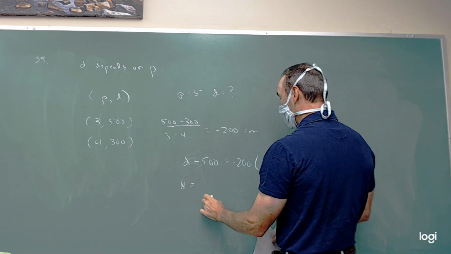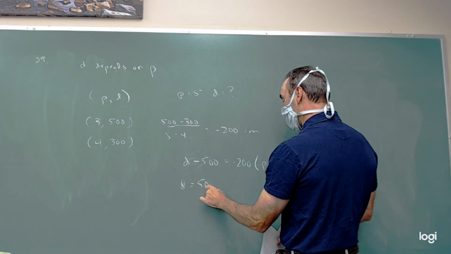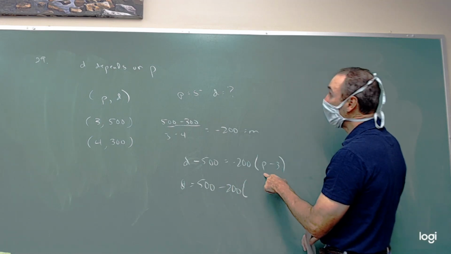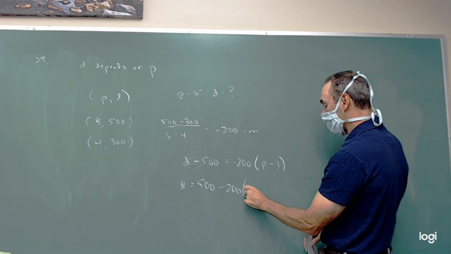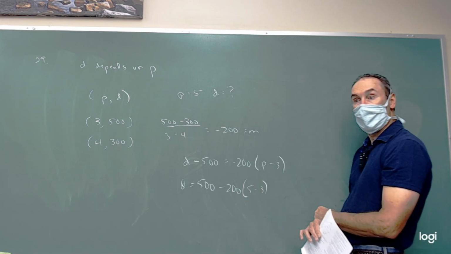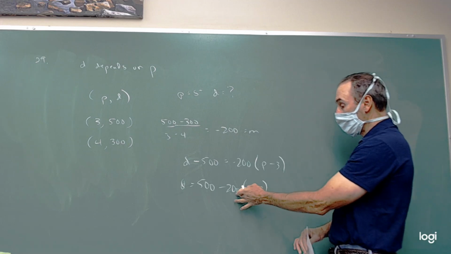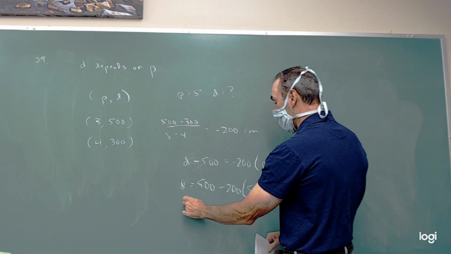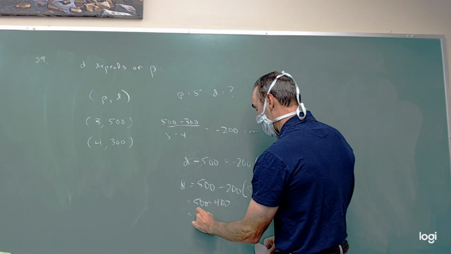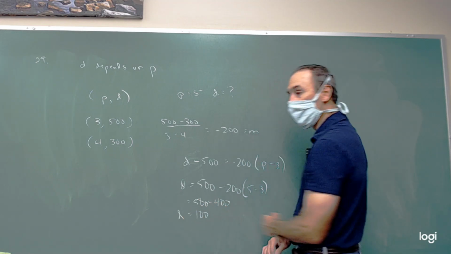And then when we plug in the 5 for P, we want to know what the D is. So I'm going to add that 500. We're going to have a minus 200 times P, which is now 5 minus 3. So that's going to be 2 times 200 is 400, so we have 500 minus 400, and that's going to be 100, and we're supposed to say units.